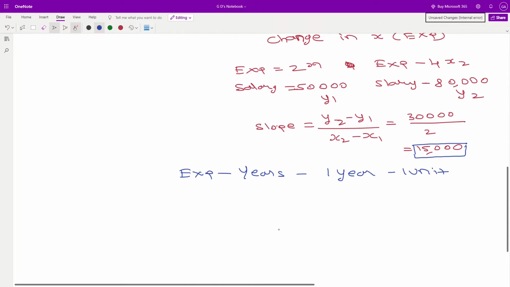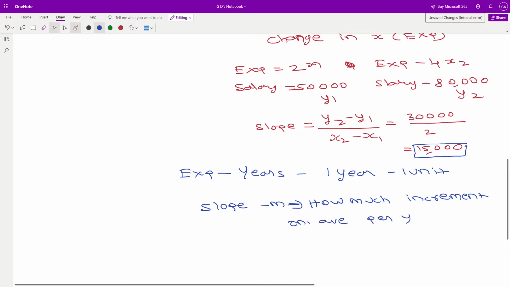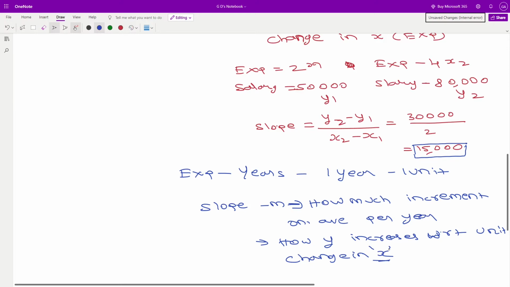Whenever you are calculating the slope, that is m, it is conveying to us how much increment on average per year in terms of this particular data set, or in generalized format, how y increases with respective unit change in x, right? Why am I saying unit change? Because it's talking about only unit change. That is what your m is.